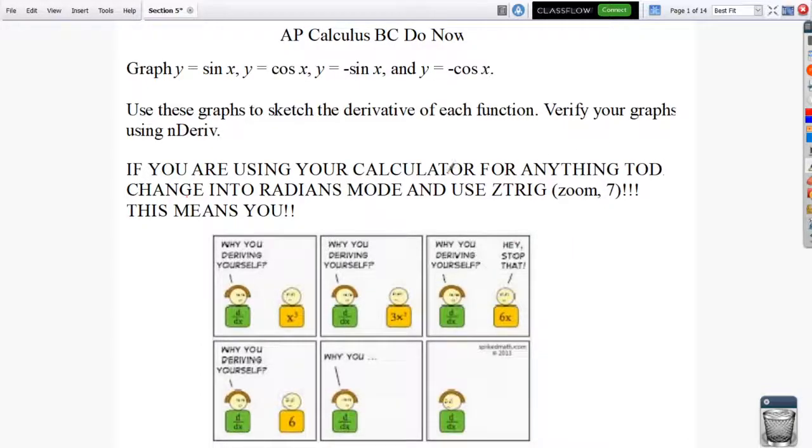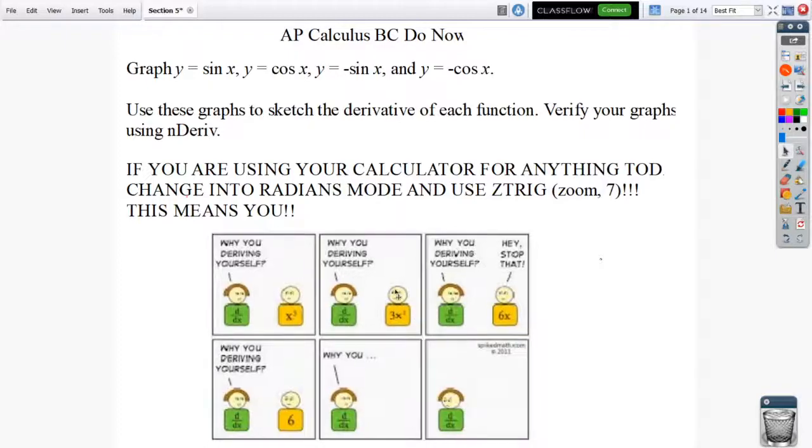If you're using your calculator for anything today, change it into radians mode and use z-trig. Z-trig just changes all your horizontal tick marks to, I believe it's 1/4 or 1/2 pi. Give me a second, I'll figure that out.